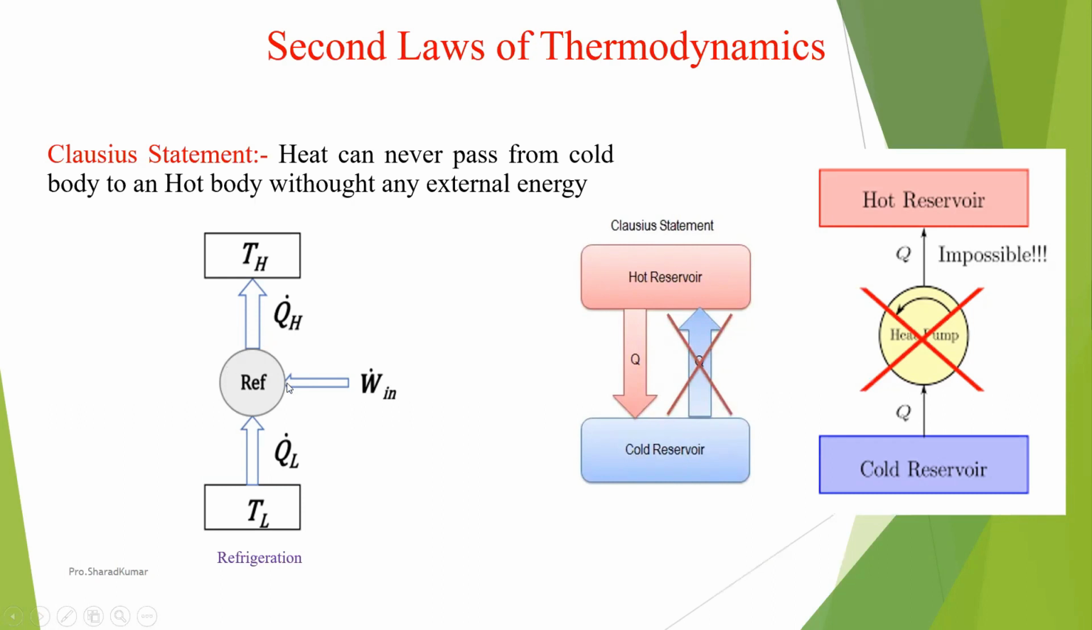In refrigeration, where we use that external energy, we have one device called a compressor. In the compressor, we apply some external energy to extract heat from the cold body to the hot body. It is nothing but we are doing some work on the system. The work is not done by the system here in the refrigeration. We are doing work on the system to extract heat from the cold body to the hot body. That is the Clausius statement.